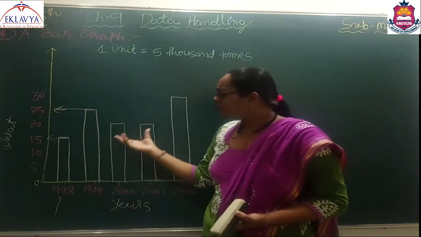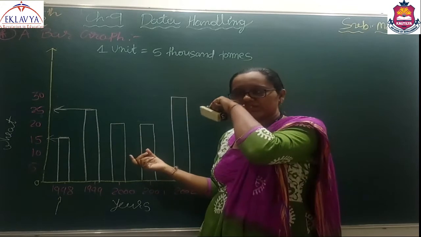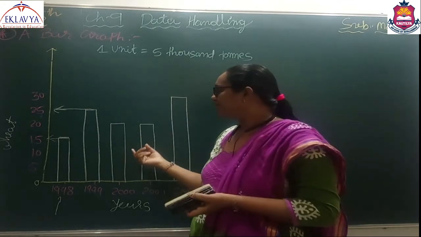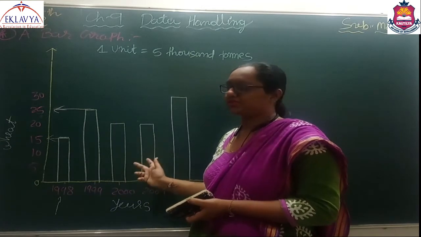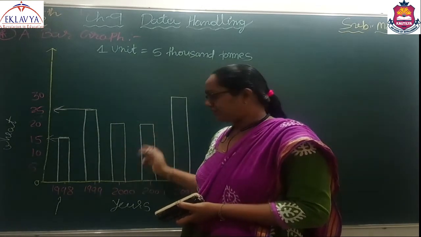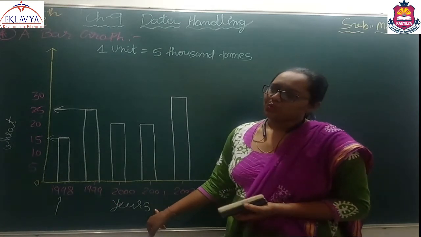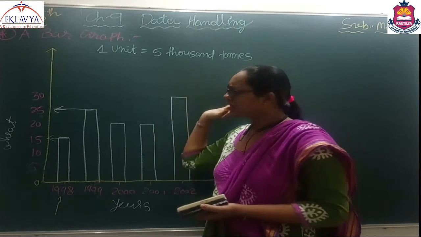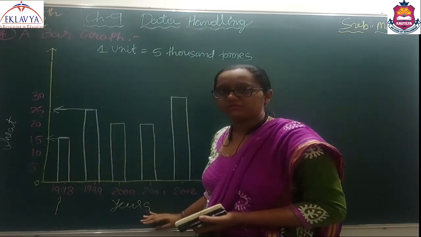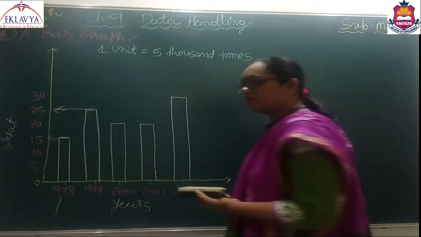If the same size of bars is also given, this type of question will also come, that in which 2 years government has purchased the same quantity. So your answer will be 2000 and 2001. So this is called a bar graph. The graph is already given, you don't have to draw, you just have to answer the questions.